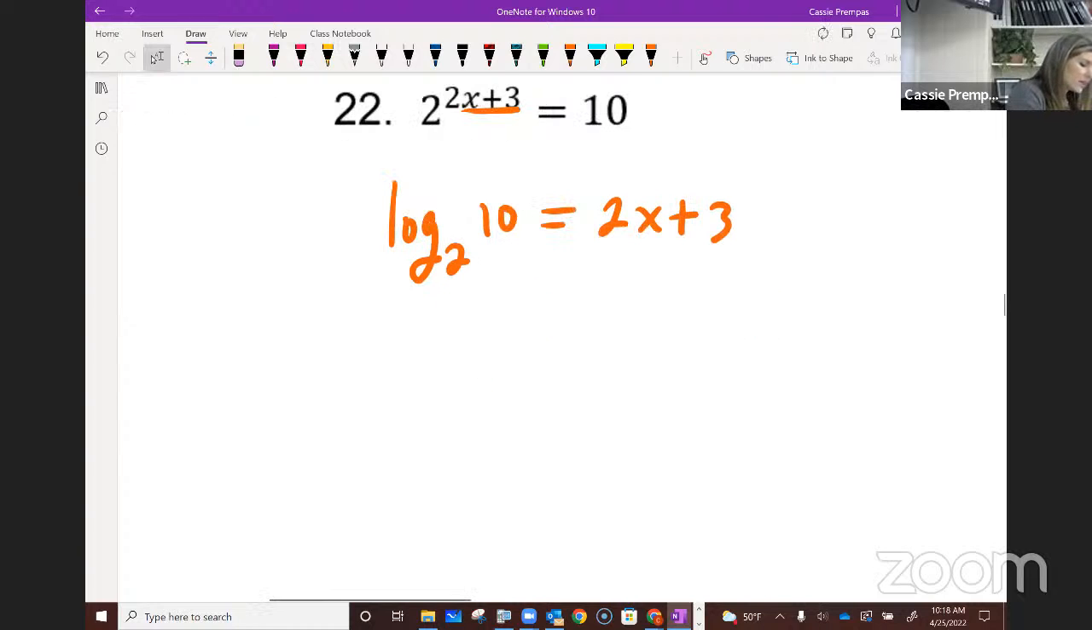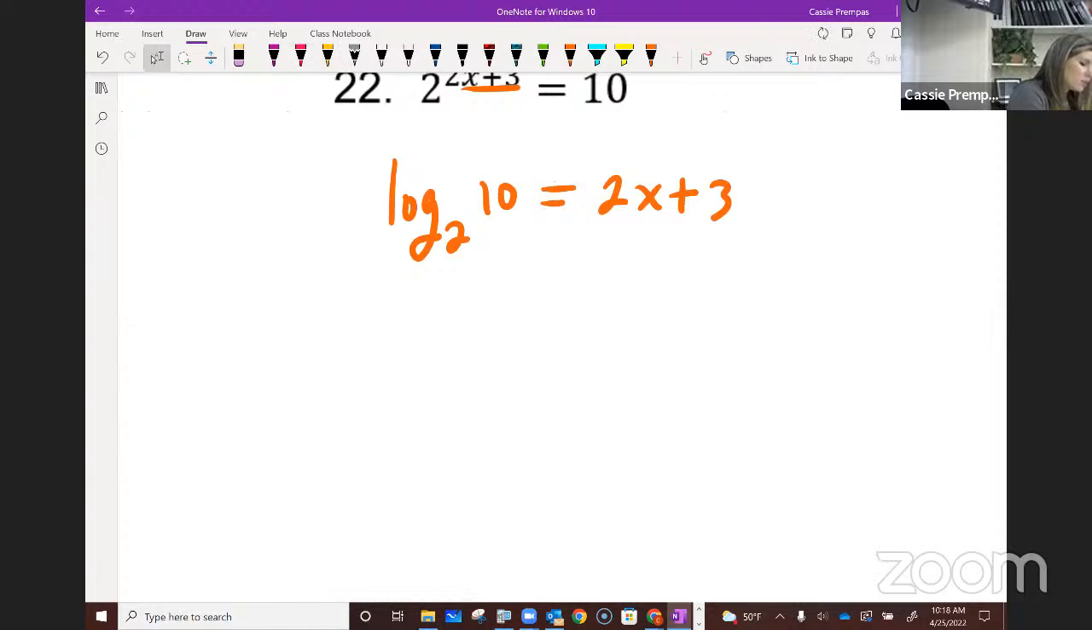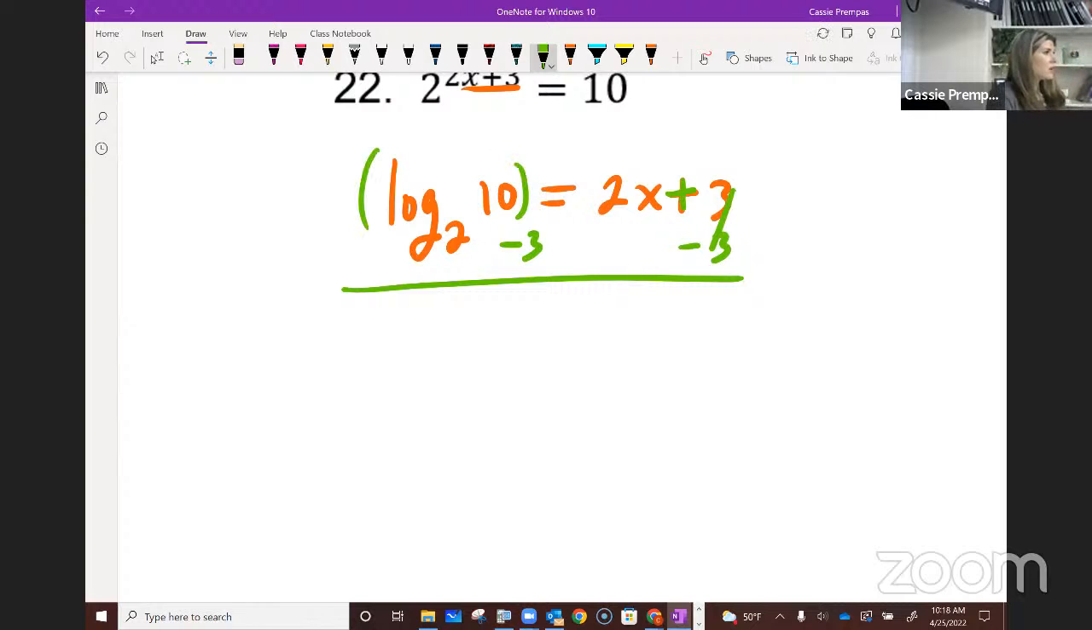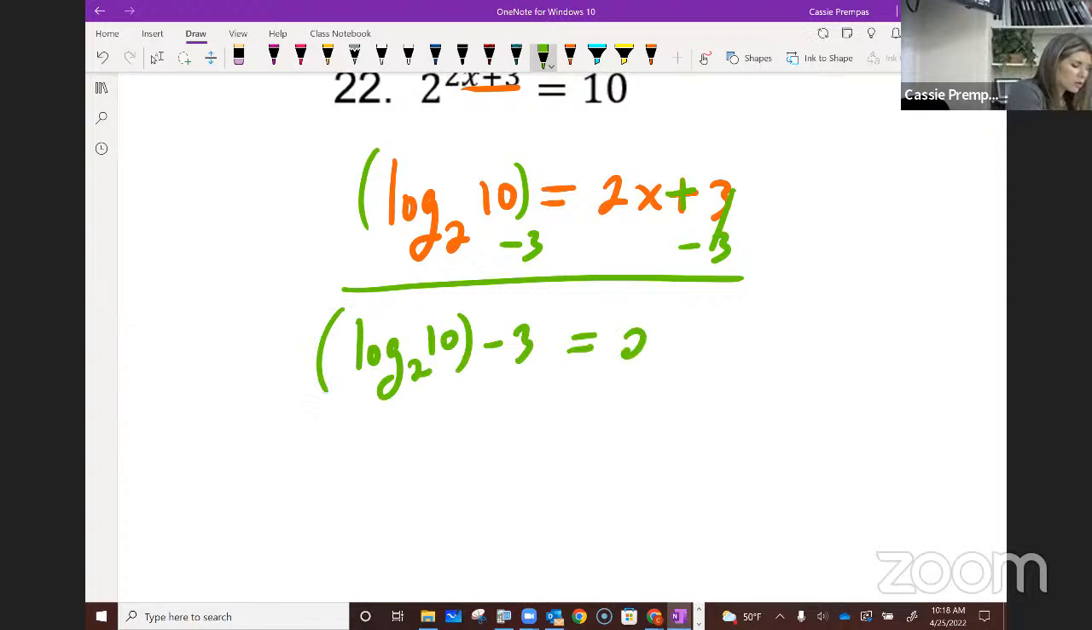Okay, now to get x by itself, what am I going to do with this plus 3? Good, minus 3 from both sides. Can I do 10 minus 3 and call this a log base 2 of 7? No, log base 2 of 10 is a decimal answer. I told you guys put parentheses around it so that you know it can't be touched. You cannot subtract from within it. So we have log base 2 of 10 minus 3 equals 2 times x. Divide everything by 2.